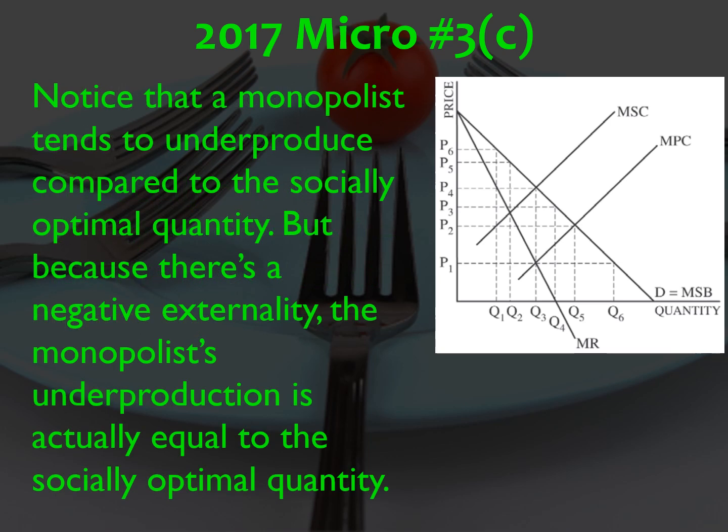Now notice that a monopolist tends to underproduce compared to the socially optimal quantity. But because there's a negative externality, the monopolist's underproduction is actually equaling the socially optimal quantity. So that's a quirk of this problem. You didn't have to say this in your answer. I just want you to notice this because you would have noticed that the monopolist produced quantity at Q3 happens to equal the socially optimal quantity.